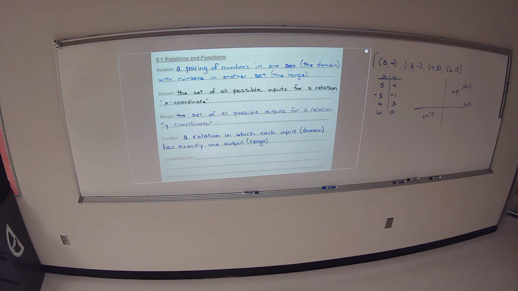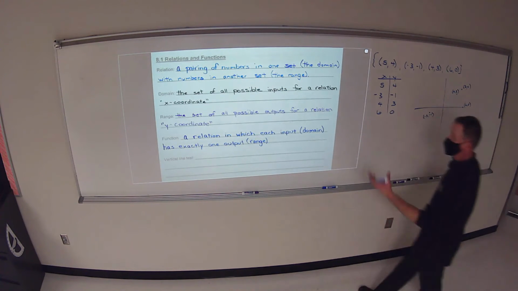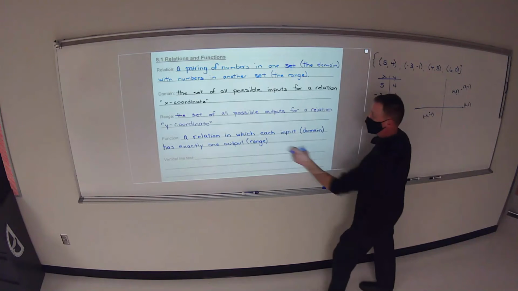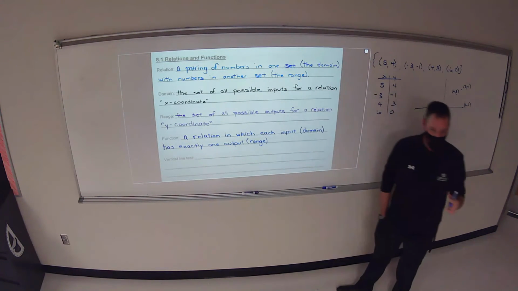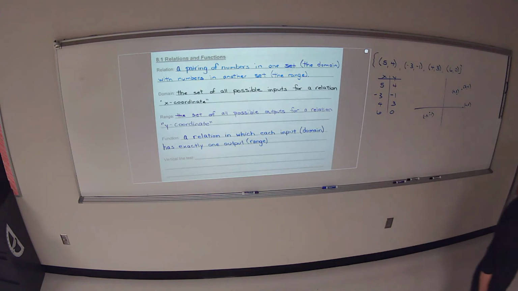And if my follow-up is this is a function, I am going to use this: each input has exactly one output. Literally almost every single time. And if I'm going to tell you that it's not a function, it's because not each input had exactly one output. Now, what does the word exactly mean?